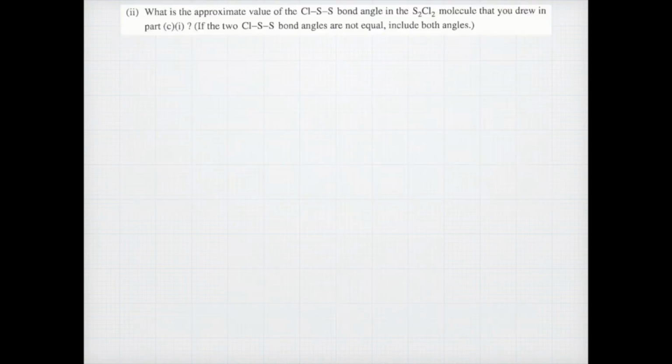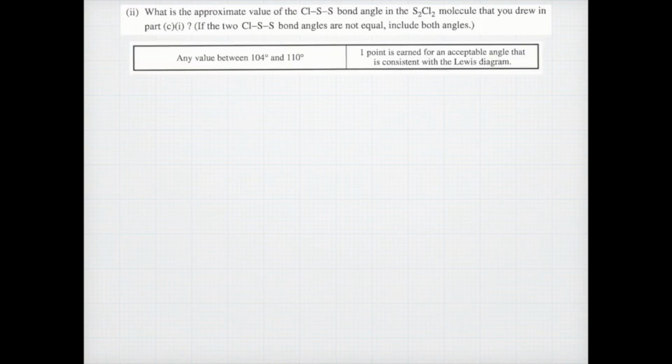In II, it asks what is the angle? Well, if you look back, you have 4 electron domains in your drawing, so as a result, the bond angle is going to be a tiny bit less than 109.5, so slightly less than 109.5. And so you would get a point for that because that's between 104 and 110.